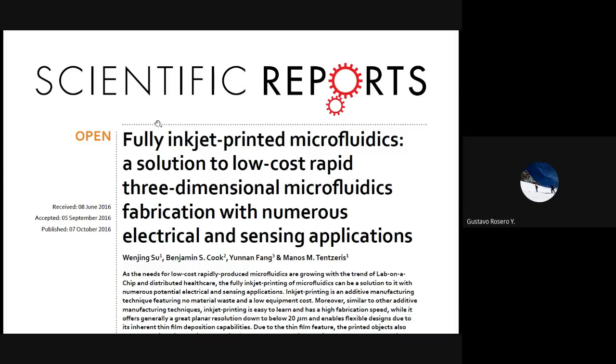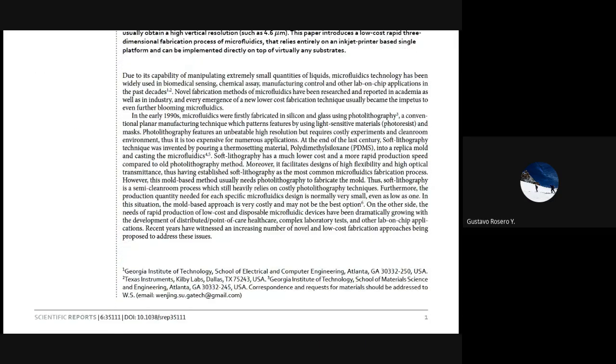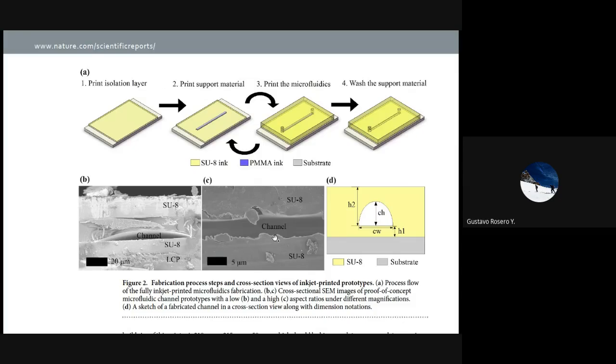This is the title: a fully inkjet-printed microfluidics, a solution to low-cost, rapid three-dimensional microfluidics fabrication with numerous electrical and sensing applications. In this case, the authors use a different technique to fabricate different prototypes of microfluidic devices. The idea is to use different substrates. We will see in the next pages what the substrates are, but the most used is glass, and then they use ink.